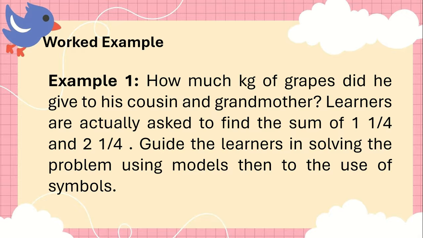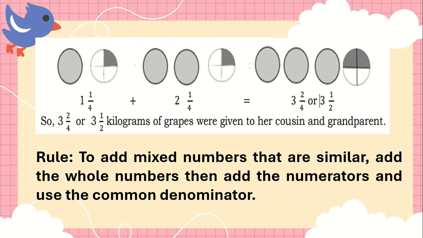Find the sum of 1 1/4 and 2 1/4. So here is the illustration. 1 1/4 plus 2 1/4 is equal to 3 2/4 or 3 1/2. So 3 2/4 or 3 1/2 kilograms of grapes were given to her cousin and grandparent.